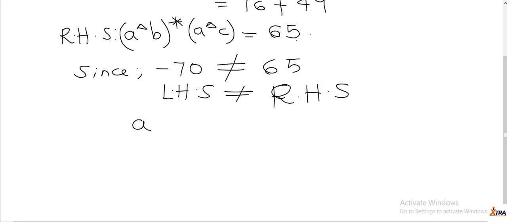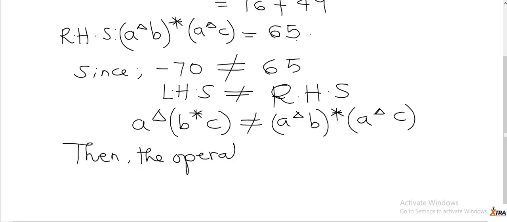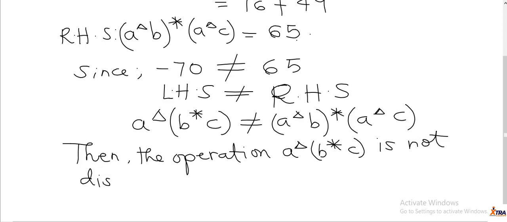It just implies that A operation B operation C will not be equal to A triangular operation B asterisk A triangular operation C. So since the two of them are not equal, then I can say the operation A is not distributive under set N.